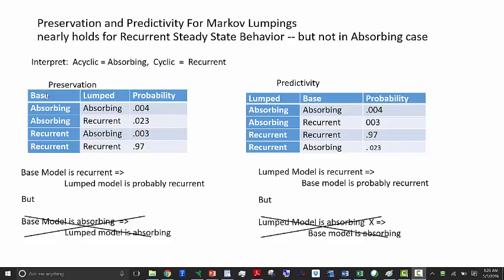So on the preservation, we can go from base to lumped, and we see that if the base model is recurrent, then there's a very high probability that the lump model is recurrent. So we can state the base model recurrence is inherited, or if it's true for the base model, it would be true for the lump model with high probability. However, we can't state that for the absorbing case because there's actually a higher probability that the lump model will be recurrent if the base model is absorbing.